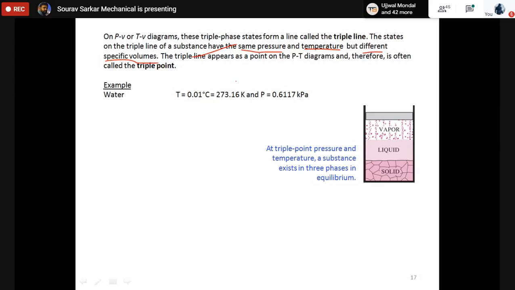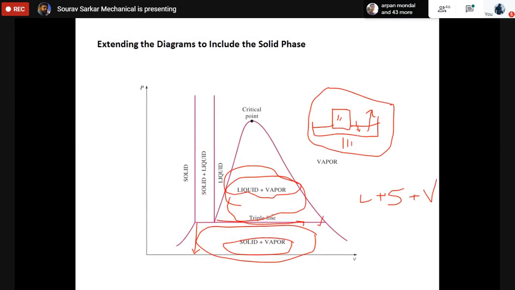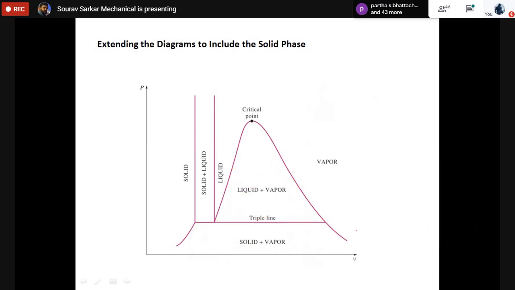So the triple line appears as a point on a PT diagram. Why it appears like a point in the PT diagram, I will tell later. But this whole line is called the triple line. Now, if you have understood this part of the diagram, then I will go to the next part.